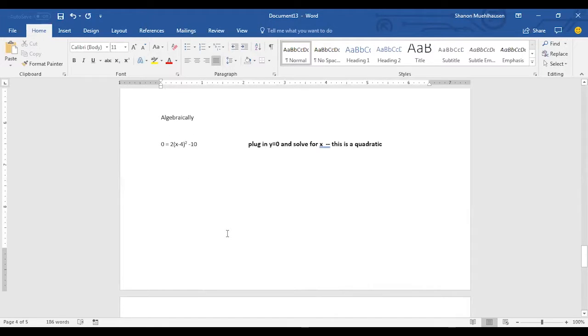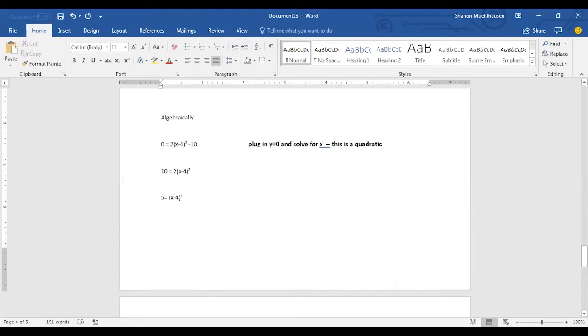Let's do the same problem algebraically and get some exact answers. I have my function, I've plugged in y as 0, and I'm going to solve for x. Now this is a quadratic, so I'm going to have to use one of my solving techniques. Luckily, in vertex form, we can use the square root method. My first step will be to add 10 to both sides. Then I'll divide off that 2, getting my squared term totally by itself.